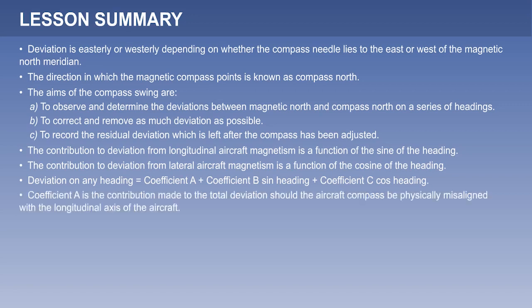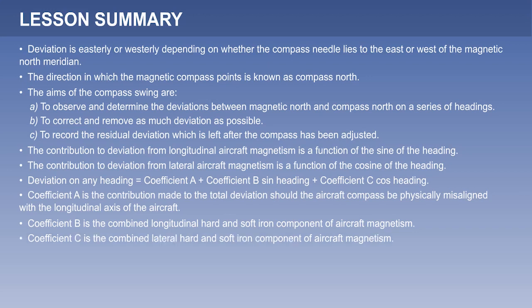Coefficient A is the contribution made to the total deviation should the aircraft compass be physically misaligned with the longitudinal axis of the aircraft. Coefficient B is the combined longitudinal hard and soft iron component of aircraft magnetism. Coefficient C is the combined lateral hard and soft iron component of aircraft magnetism.